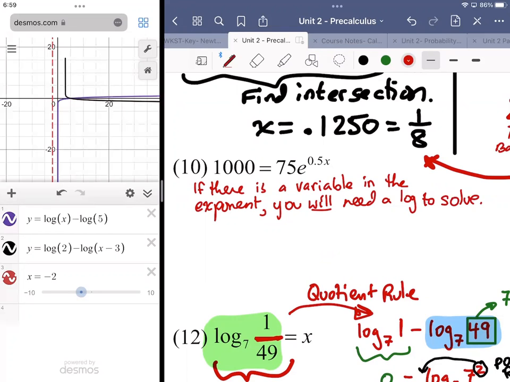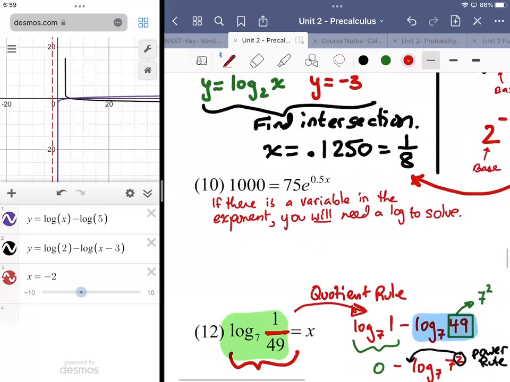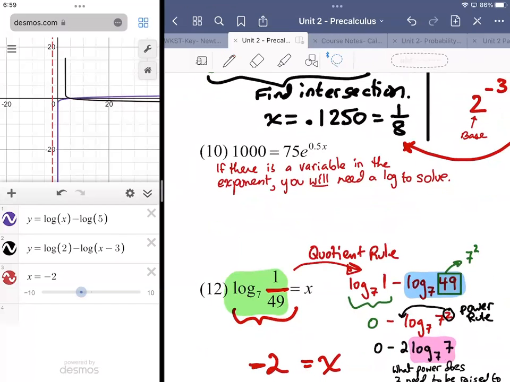So then it's like, okay, cool, that's great news. Now how do we do that? We're getting there. So first thing I would want to do is get rid of anything that seems extraneous. I've got 1000 is equal to 75 e to the 0.5x. That 75 doesn't really need to be there. I could divide that out.